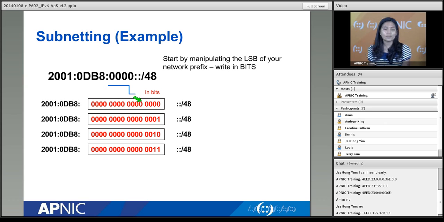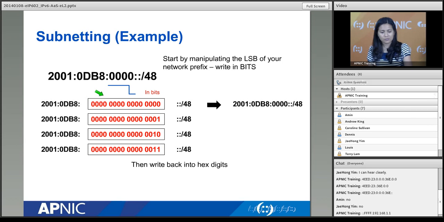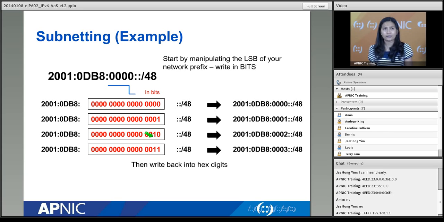What you need to do is to convert this back into hex. So you will convert the entire thing. So that will be 2001:db8:0000, right? The next one is 2001:db8:0001. How about the third one? Is this 10? No, it should be 0002. That's your hex digits. And the last one should be 0003. So that's your final answer. Those are the first 4 IPv6 blocks in the /32 block that we just gave you.